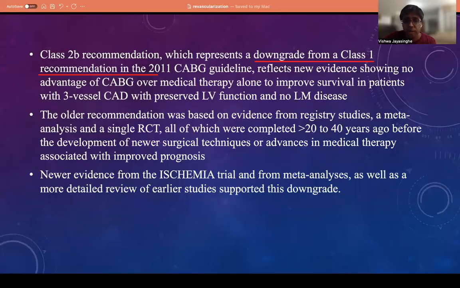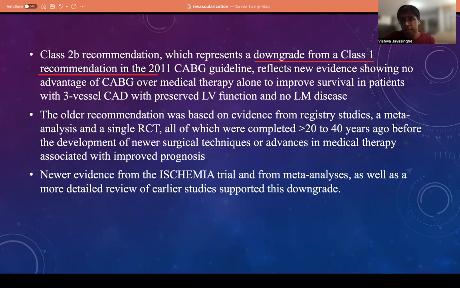Right. See, I have mentioned what I told you earlier. This class 2B recommendation represents a downgrade from the class 1 recommendation in the 2011 CABG guidelines in the US, as well as the 2018 revascularization guidelines of the ESC. I'll come to that. This reflects new evidence showing no advantage of CABG over medical therapy to improve survival in 3 vessel coronary artery disease with preserved EF and no left main disease.